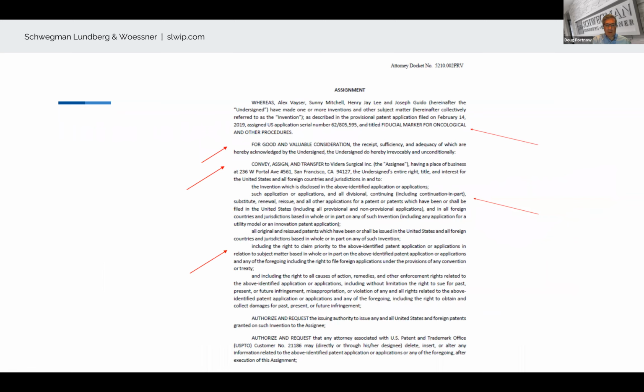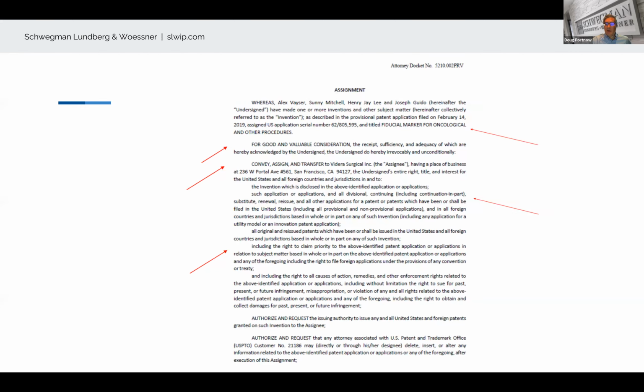And I'm sure a lot of people in our audience will recognize this. So a couple things that we want to identify. In the first paragraph, you'll see the arrow on the top right-hand side. It identifies the property, which has the serial number of the patent application and the title. Obviously you want to identify what property you're assigning or transferring ownership to. And then this first arrow on the left, we talk about for good and valuable consideration.